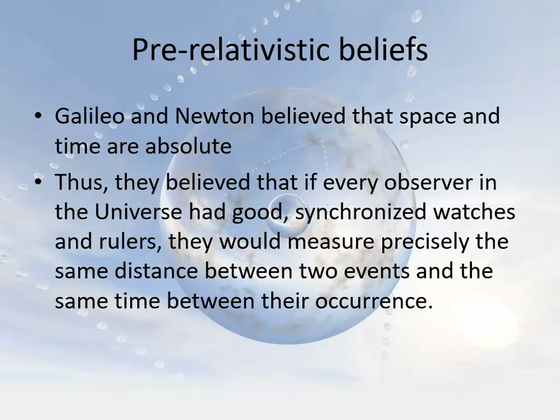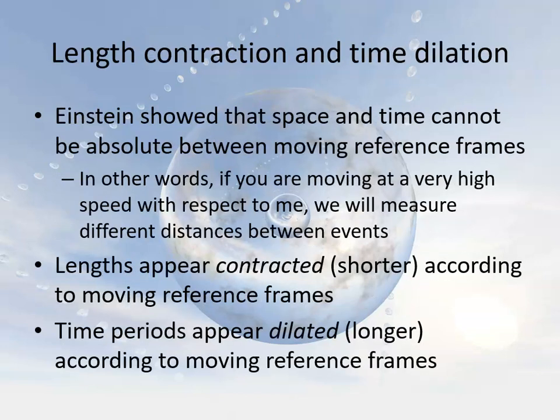So before the time of Einstein, people like Galileo and Newton believed that space and time were absolute. They believed that if every observer in the universe had good synchronized watches, then they would measure precisely the same distance between two events and the same time between their occurrence. And Einstein showed that this cannot be the case. He showed that space and time can't be absolute between moving reference frames, and part of this has to do with the fact that the speed of light must remain constant in any inertial reference frame, that is, any reference frame that's moving at constant velocity.